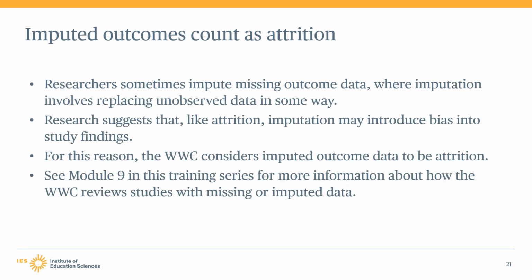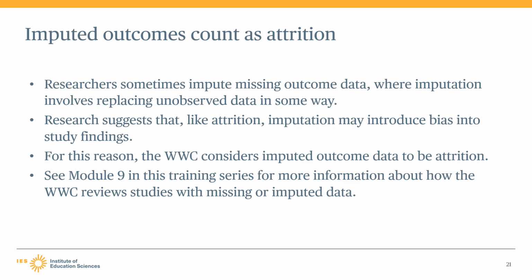Now that we have discussed how to calculate attrition in individual level RCTs, there are a few additional considerations to keep in mind when calculating attrition. Often, missing data are an issue when conducting research. When a study is missing outcome data, researchers may impute data by replacing the unobserved data in some way. For example, study authors may use a technique called multiple imputation to predict missing values, or they may replace missing values based on other models. In the WWC Procedures and Standards Handbook, the WWC specifies several acceptable ways to impute data.